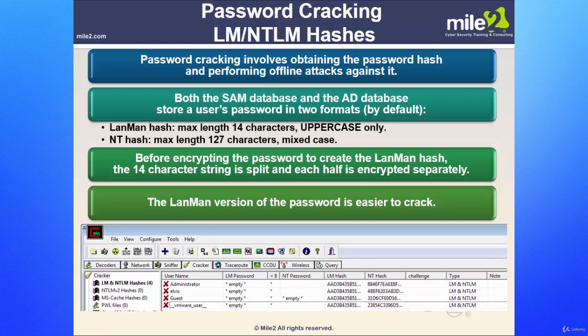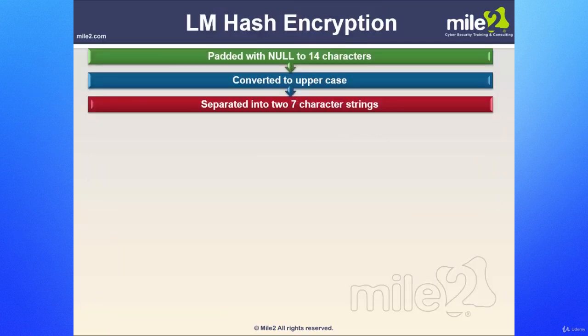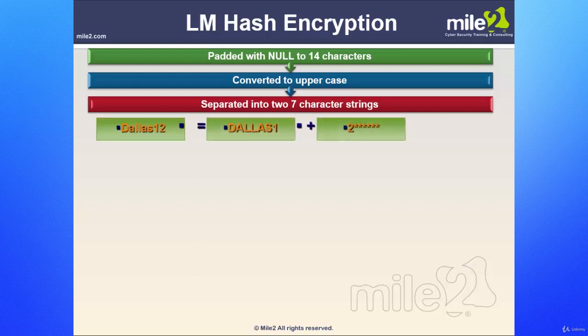Here we see a sample of Cain and Abel showing us the local password hashes that we can see here. So when it comes down to the LM hash encryption side, if there's anything regarding having less than 14 characters, it will actually pad with null characters to make it up to 14. They are then converted to uppercase and then separated into 7-character strings. So here we have Dallas 1, 2. Dallas 1 would be the first 7, 2 would be the second part of the 7. And then, of course, it nulls out the rest of the characters to make your 14 characters.